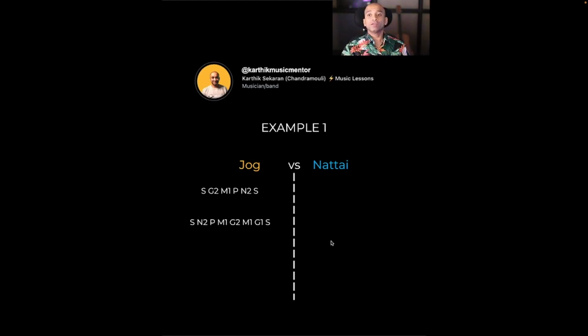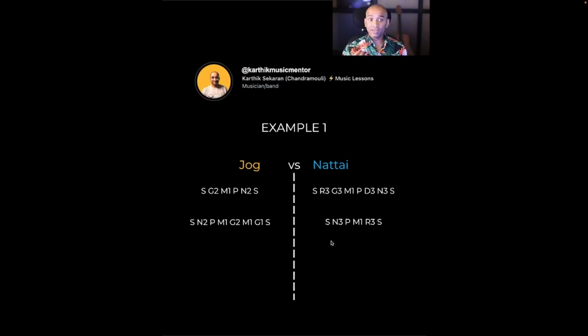Now let's do the Arohan and Avrohan of Jog. Sa ga ma pa ni sa. Avrohan is sa ni pa ma ga sa. Sa ga ma pa ni sa ni pa ma ga sa. Now both the gas show up in the Avrohan. That is Jog. Now let's look at Natai.